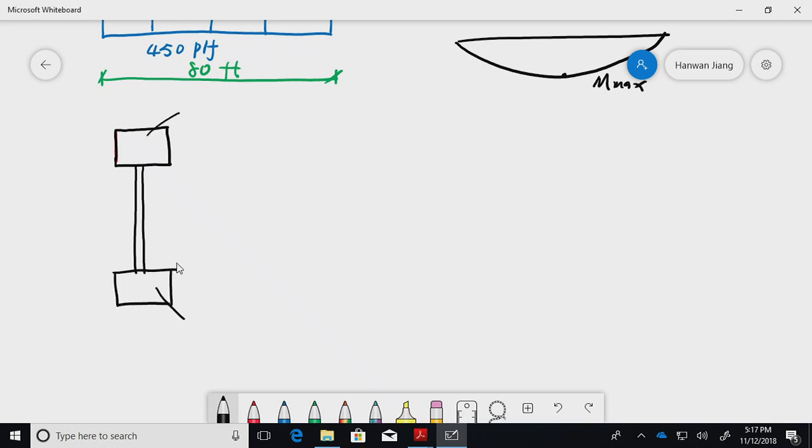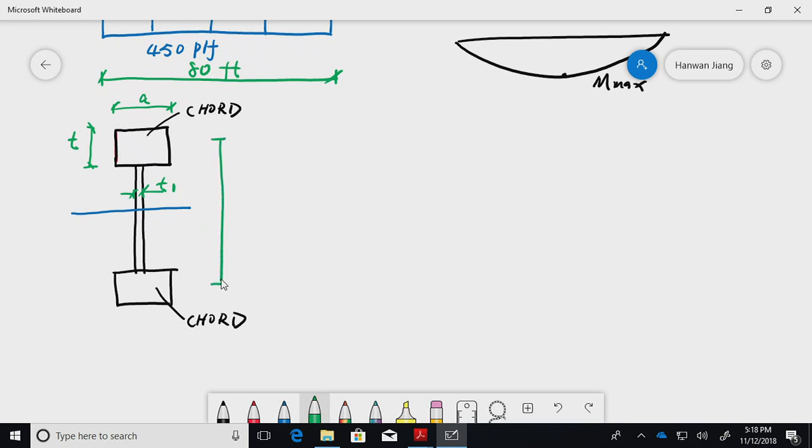So we have the top cord, the bottom cord, and a sheathing in the middle. Say the width is A, the thickness of the cord is T, and the thickness of the sheathing is T1, and the center to center spacing of the two cords is B.